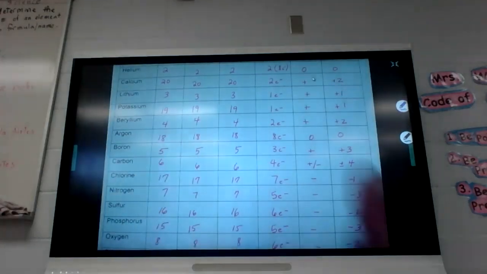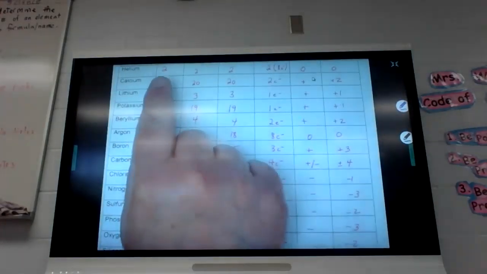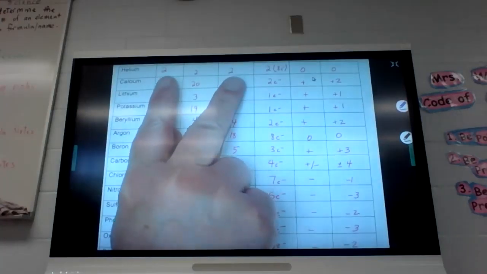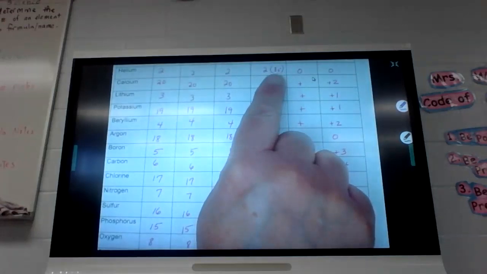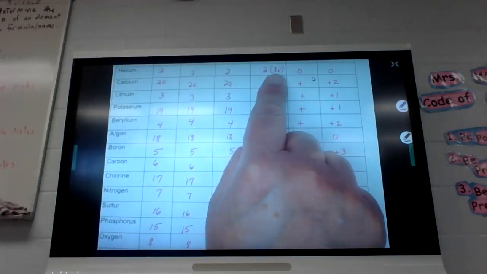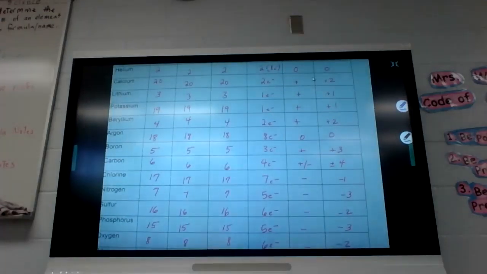put 8 right here, but helium is an exception. It only has 2 electrons total, okay? Can you have 8 in the outer shell if you only have 2? No. So it's an exception. It only has 2 valence electrons. Even though it's in group 18, there are only 2 electrons in the outer shell. If you wrote 8, I understand why you did that because it's in group 18, but it's an exception. It only has 2 electrons in the outer shell.